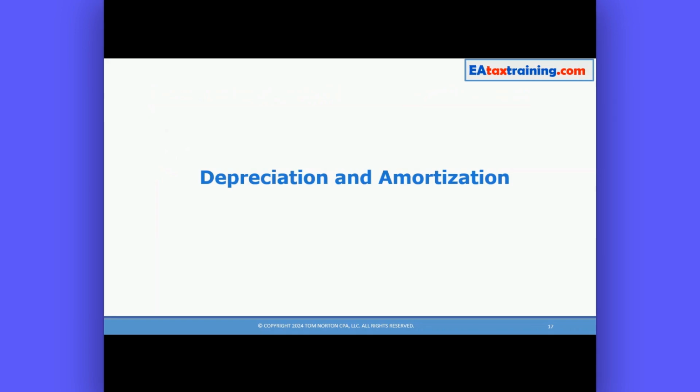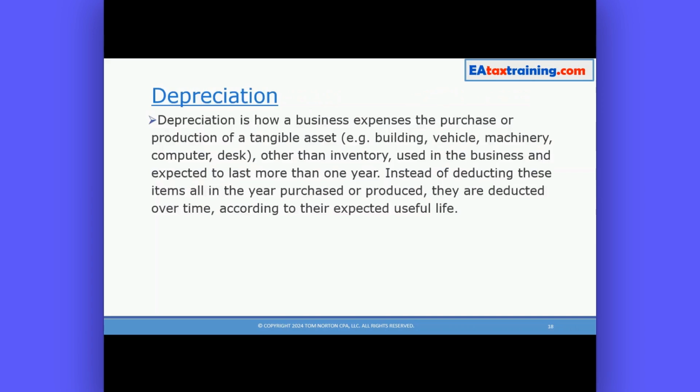So now depreciation and amortization. We've already been talking a little bit about these, but we haven't actually defined them or explained them. So let's talk about these two things. Depreciation. Depreciation is how a business expenses the purchase or production. It's easier to think about it from a purchase standpoint. So the purchase of a tangible asset. Tangible meaning something you can touch: building, vehicle, machinery, computer, desk, etc. Other than inventory. So we don't depreciate inventory. So items that we are buying in order to sell to our customers, we don't depreciate those.